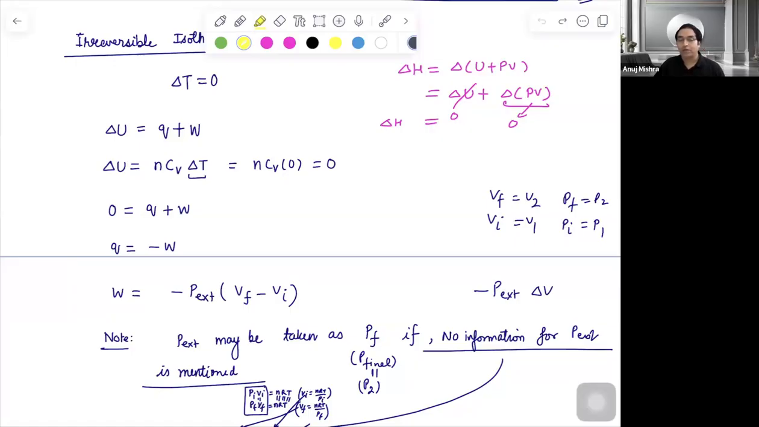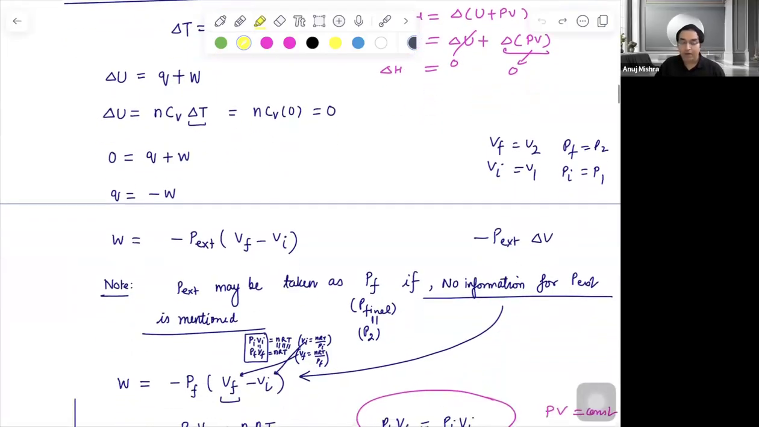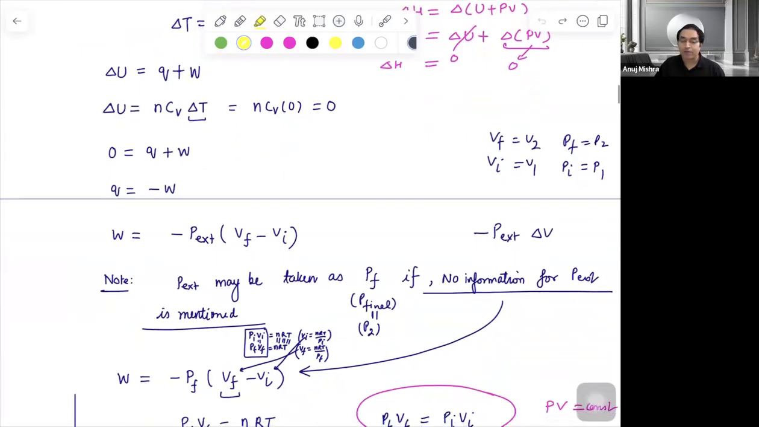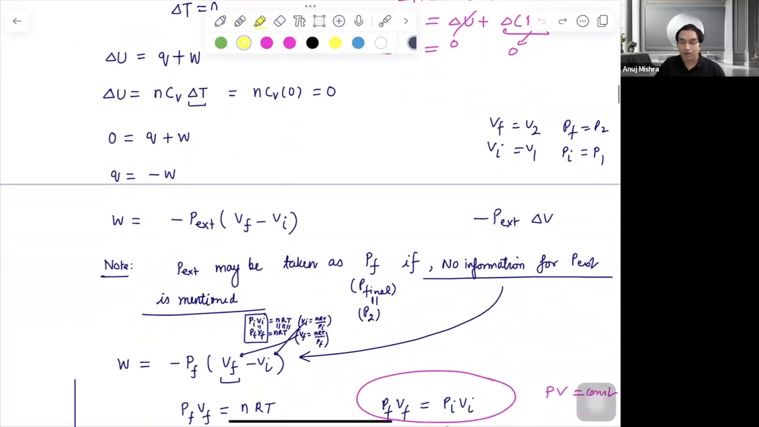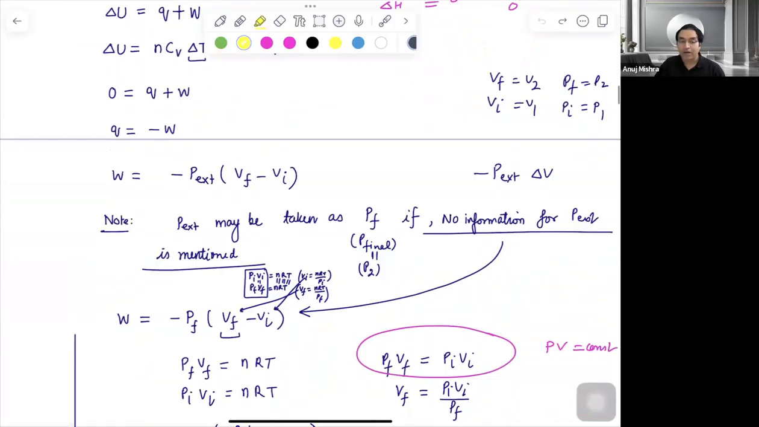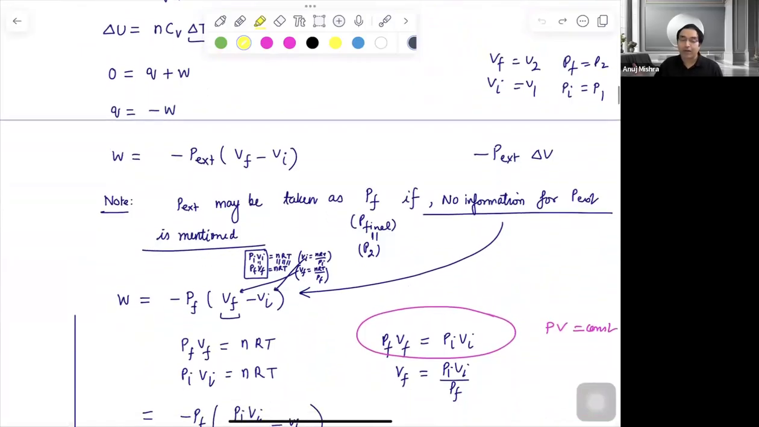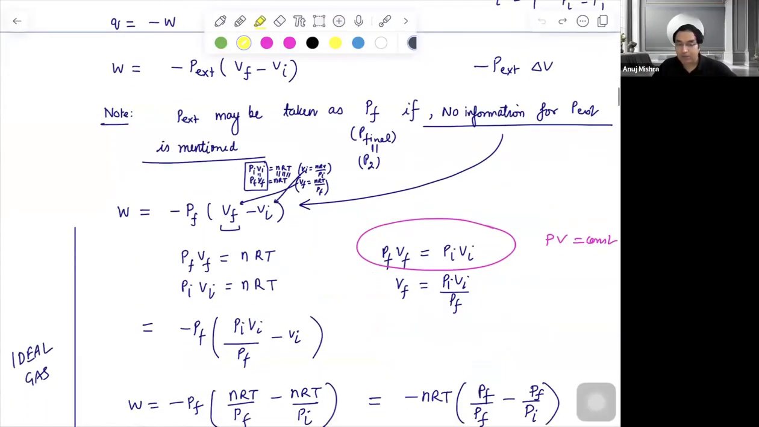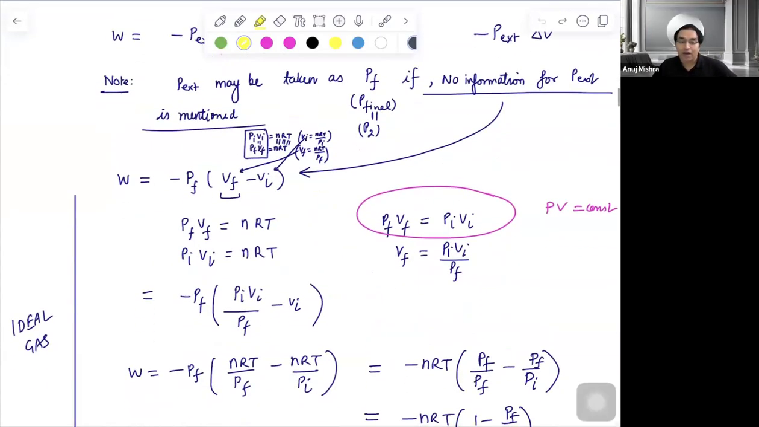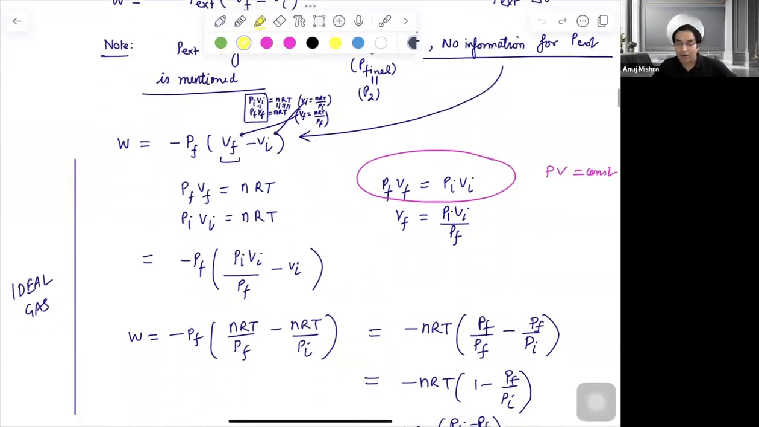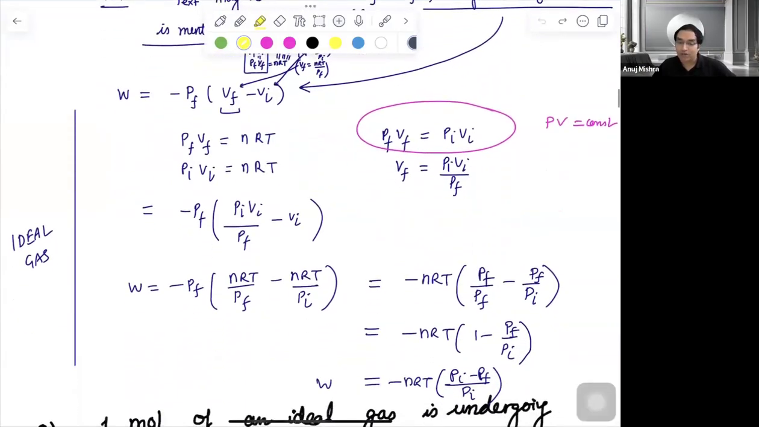So can you try to give the answer for this question? We can say W is minus PF times VF minus VI. अच्छा जी. PF VF क्या होता है? nRT. PI VI is what? nRT. Isothermal case है. PF VF and PI VI will be still same because it's isothermal case. End conditions are isothermal only, though irreversible. So VF is how much? PI VI upon PF we can substitute. Or you can also say nRT upon PF, nRT upon PI, we can put and get this kind of result.